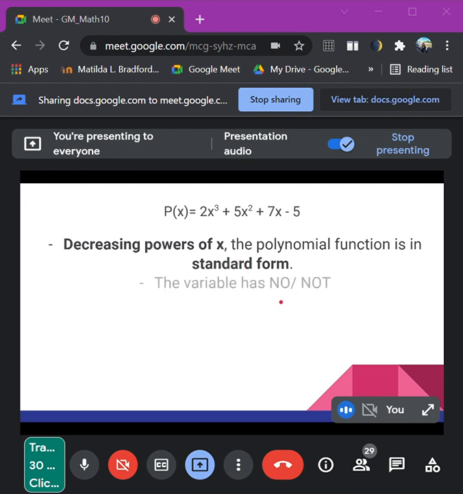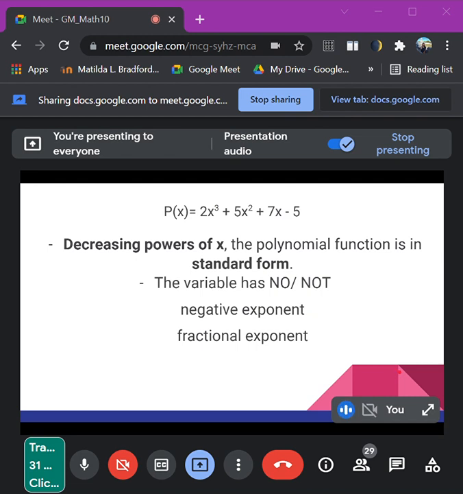And how do we know if it is a polynomial function or not? The variable has no negative exponent. It is a polynomial function as long as the variable has no negative exponent, so there should only be positive exponents. If there is a negative exponent, class, it is not a polynomial function. And then, the variable also has no fractional exponent.